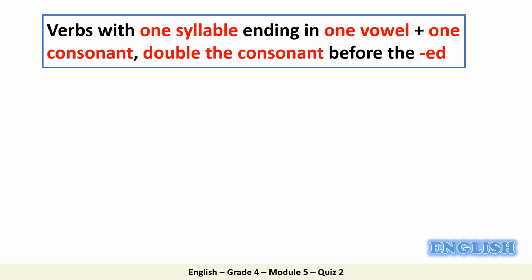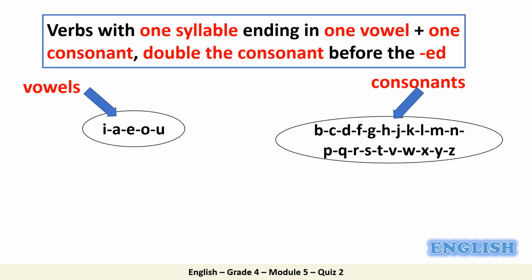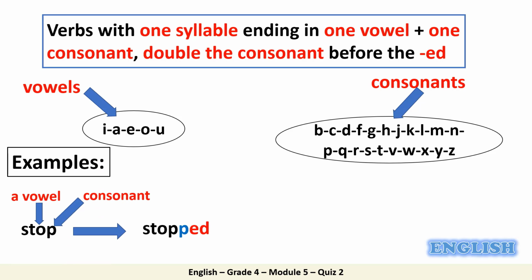Verbs with one syllable, ending in one vowel plus one consonant. Double the consonant before the ed. Let me remind you with the vowels. I, A, E, O, U. Let's have some examples. Stop, stopped. Clap, clapped.